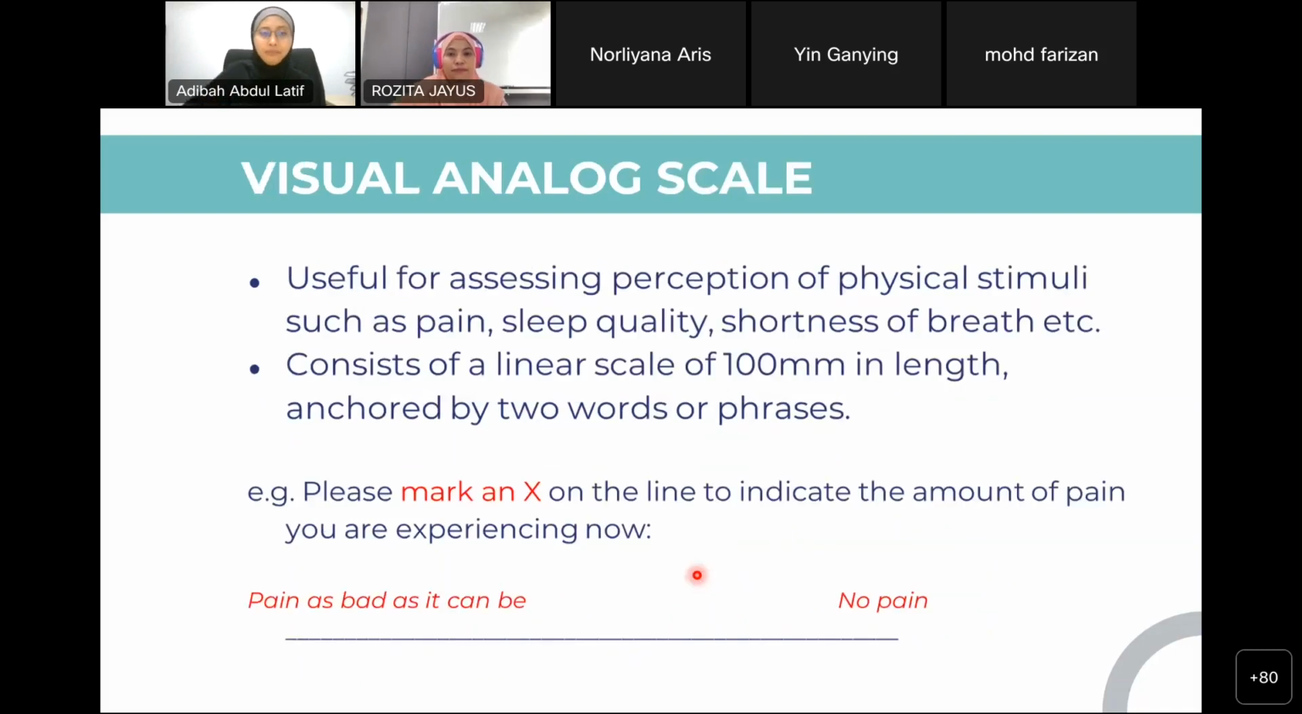Okay, so this is another kind of scale, which is the visual analog scale. In a visual analog scale, you only give one line like this. Then the researcher gets a ruler and asks where the X mark from the respondent is. Let's say here, you take the ruler and take the value, let's say 5.2. So you will take the score of 5.2.